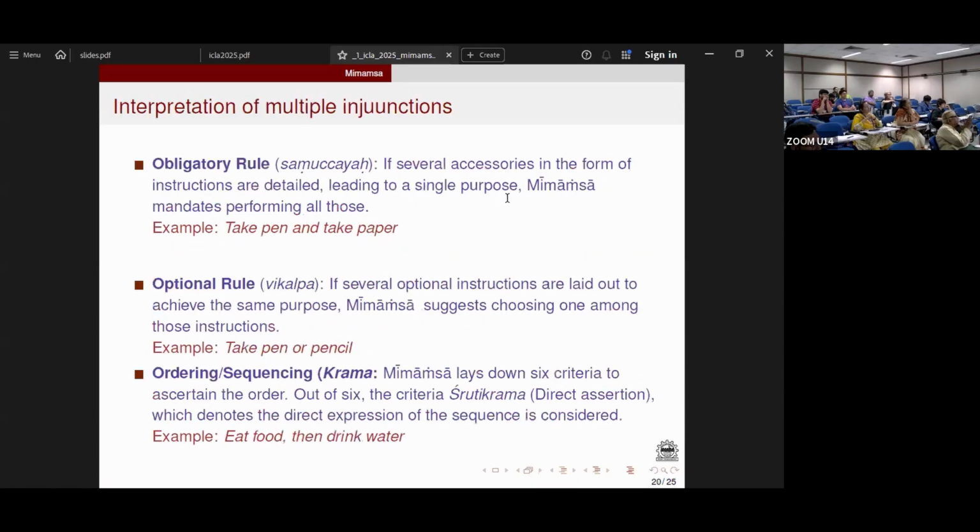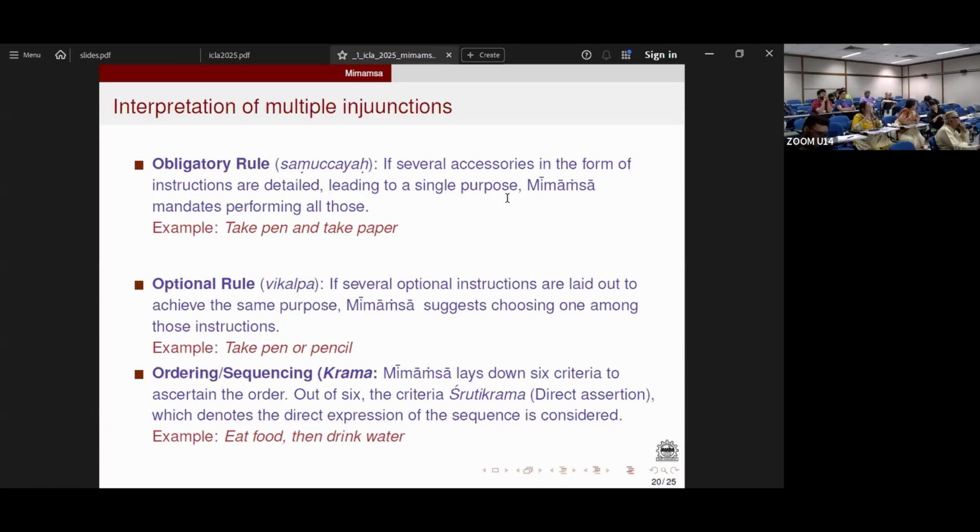And similarly, when we talk of multiple injunctions, when you have multiple rules coming up together, sometimes you may have to combine all of them together, and sometimes we have a choice, vikalpa. When to use which is again spelled out in the Vedas. So one in Mīmāṁsā is the samuchaya rule, or the obligatory rule.